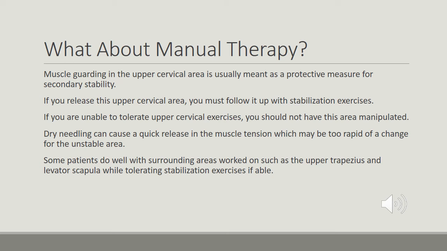I would most certainly not recommend anything that's too impactful, or any thrust manipulations higher up in the cervical spine if you're dealing with instability. But there are other things that you can do. This muscle guarding that ends up happening in the upper cervical area is usually meant as a protective measure for secondary stability. So if you're going to release the muscle tension in that upper cervical area, you better be ready to follow it up with stabilization exercises.